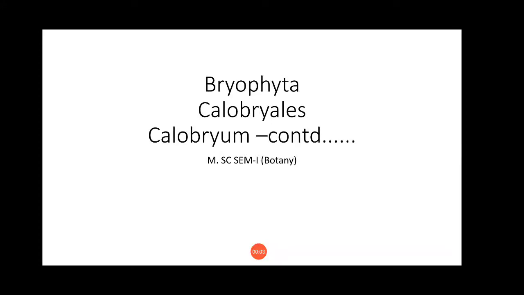Good morning, students. Today we will continue with the topic order Calobriales, and we will continue with the genus Calobryum. In the previous lecture, we had discussed the gametophytic generation of Calobryum, and today we are going to discuss the sporophytic generation of Calobryum.